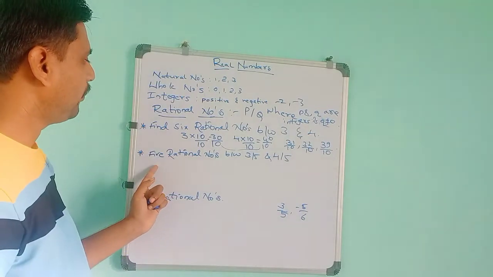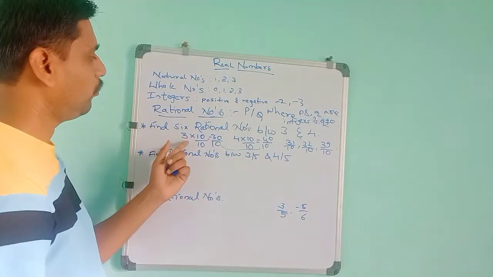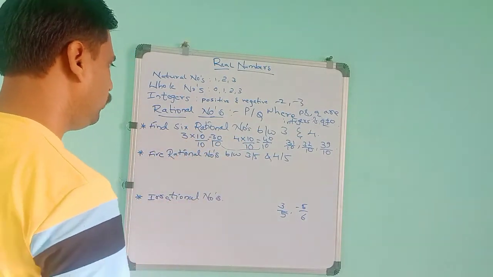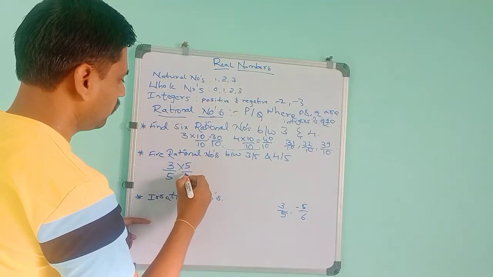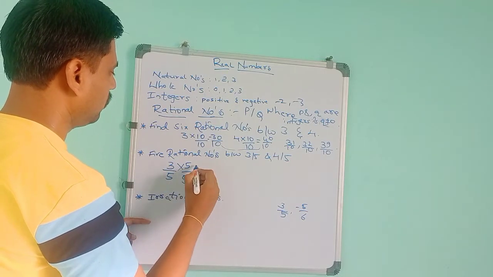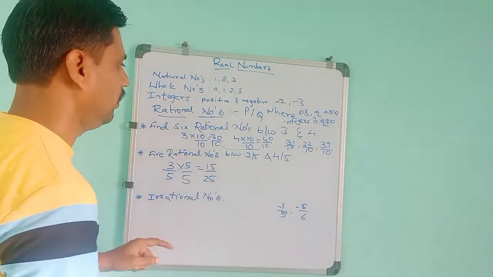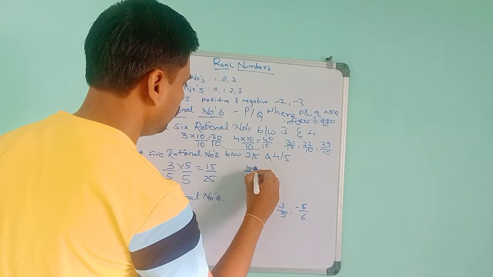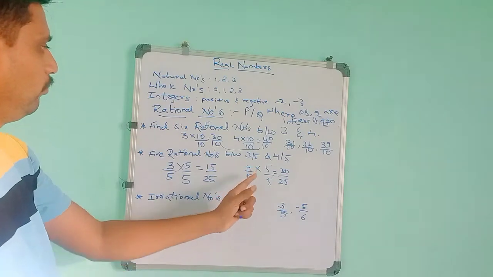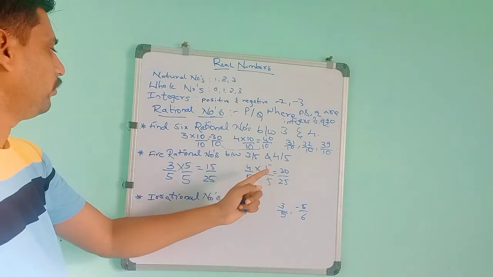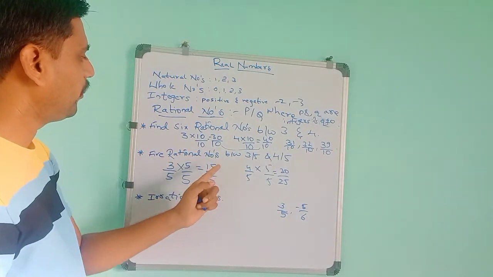Then, similarly, find 5 rational numbers between 3 by 5 and 4 by 5. Here there is a fraction, so you can do it with the same procedure. You multiply 3 by 5 by 5 by 5, so 3 fives are 15, giving 15 by 25. Then 4 by 5 into 5 by 5 is 20 by 25. For both numbers you have to take the same multiplier. You can take 5 or you can take 10 also.